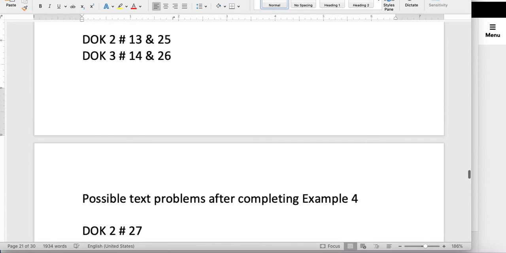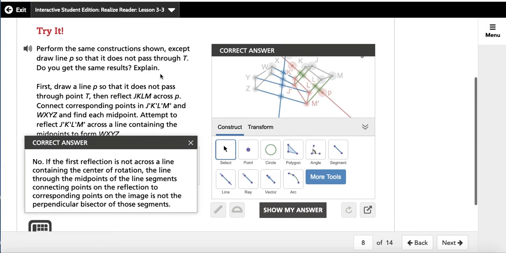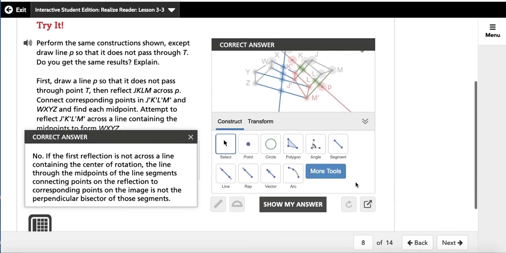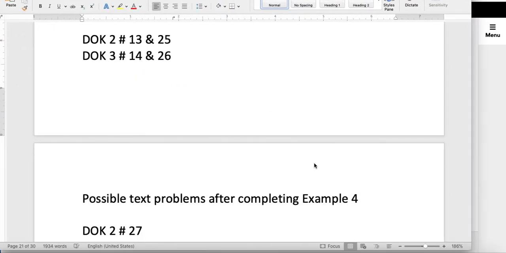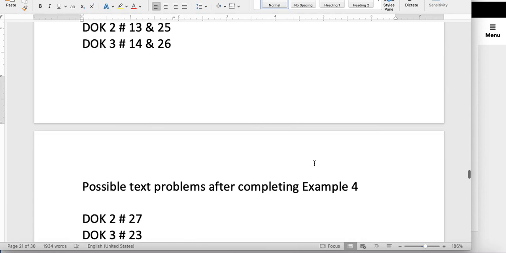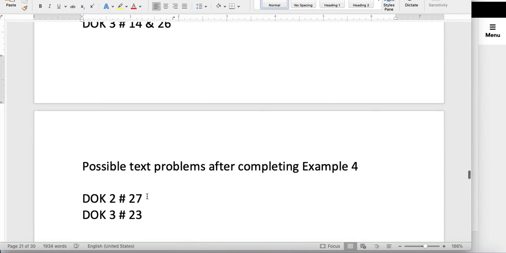Which section were we on? I apologize. This was example 4. I think I had the wrong ones up. Example 4, that's these down here. Yeah, it's only problems 27 and 23.